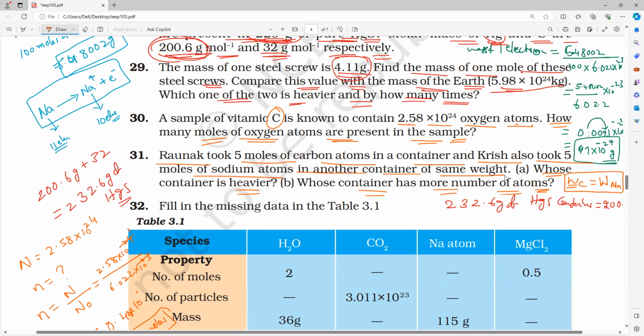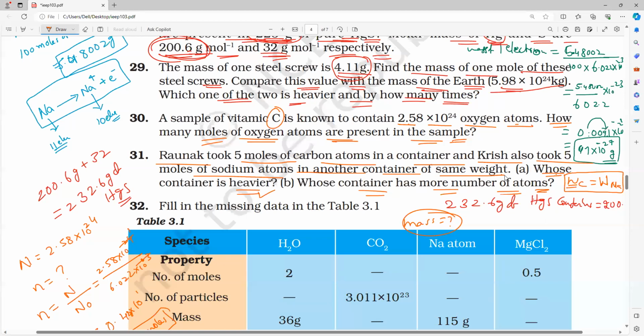Am I right or wrong? The containers have the same weight. Do you understand everybody? Now they are still asking whose container is heavier. So heavier means what? Mass. Weight is the same because of gravity, whatever it is. Now they are asking who is heavier, so we want to talk about mass. So let us talk about the mass.